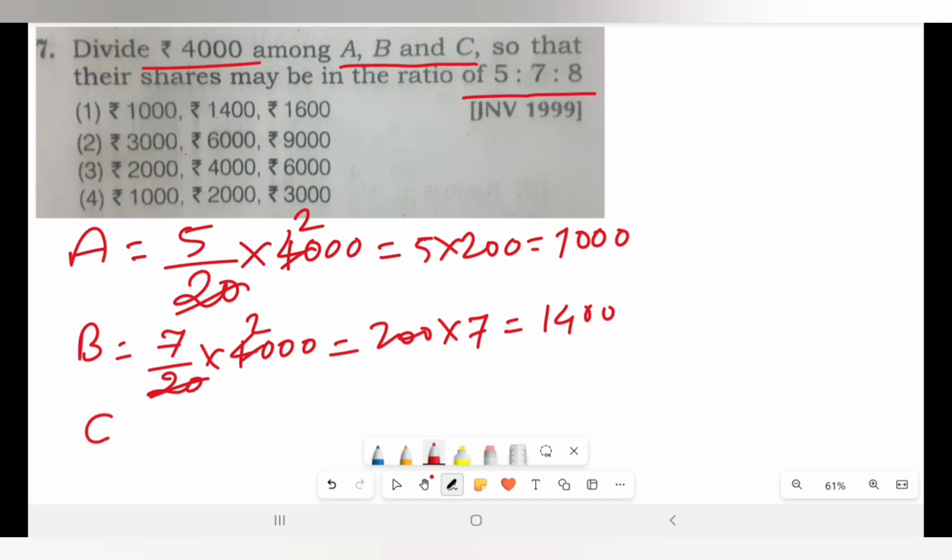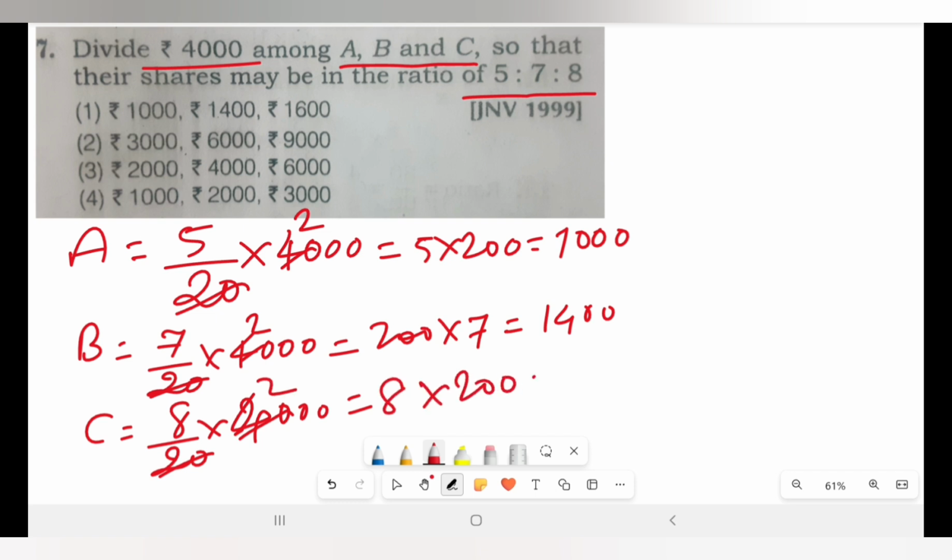So let us again go for C value, and here 8 divided by 20 into 4000. Okay. So here again 20 2s. So 8 into 200 is 1600. So option 1 is the right answer. Alright.